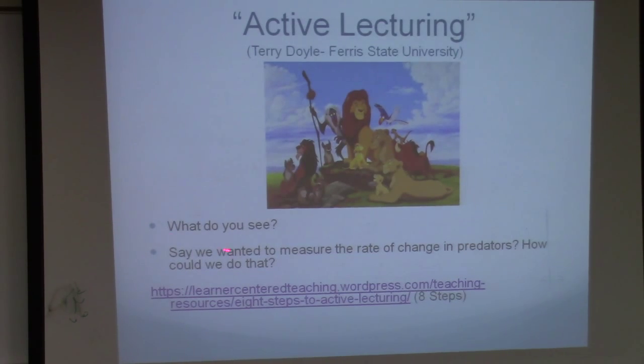So I'll ask them, what do you see? And then they get to look and write a couple things down, talk to each other, a couple minutes. I use my phone a lot for timers, so the timer goes off, we're done. Now, next question. If we wanted to measure the rate of change in predators, and we call the predator the lion, how could you go about doing that? Because now you're quantifying something.